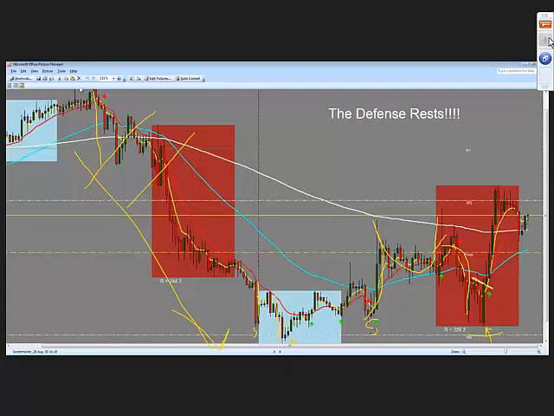Okay, same exact pattern. GC, GBP, it's everywhere, man. Nick, fantastic, man. 120 pips on Euro GBP. James, 198 pips. You guys are amazing, man. Absolutely amazing. I couldn't be more proud of all of you.